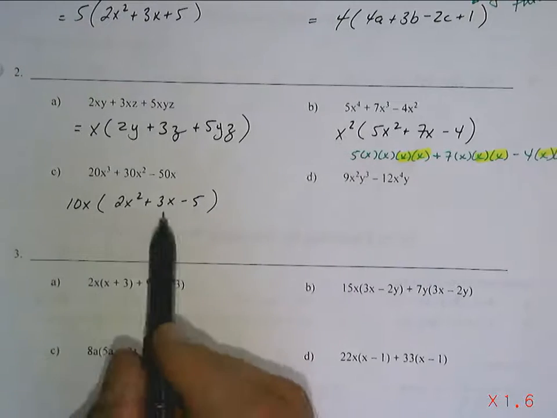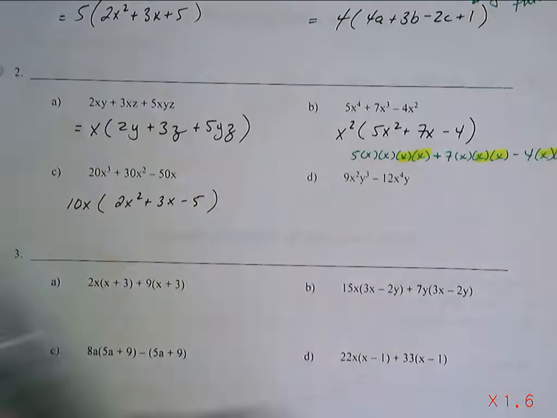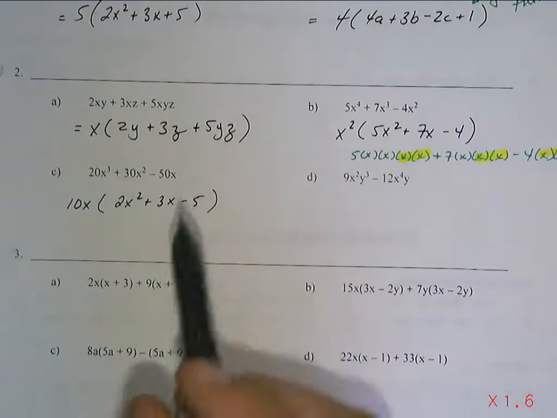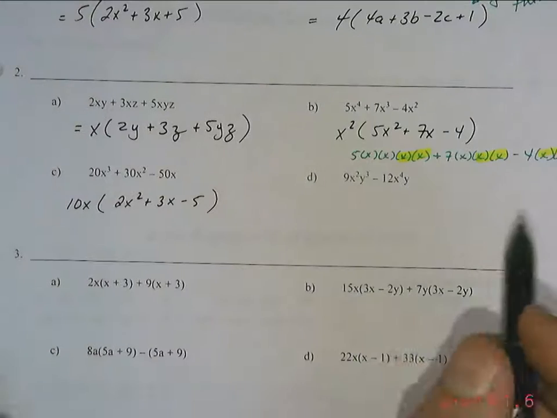I take the 10x. This is a trinomial. We're going to learn later today ways of factoring a trinomial that looks like this, but for right now, we're just common factoring, so we stop.